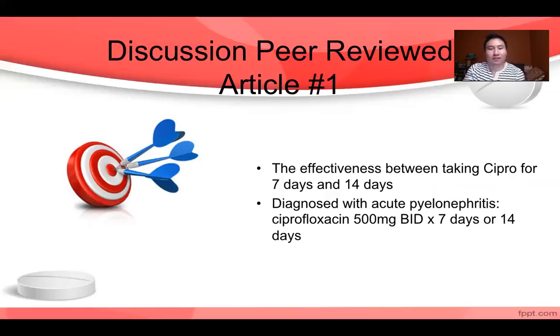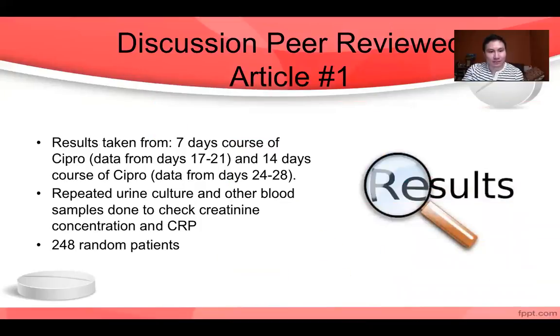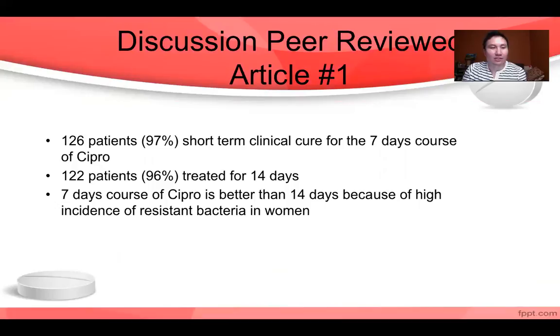These were used for patients diagnosed with acute pyelonephritis, and they gave ciprofloxacin 500 twice a day for 7 days and 14 days. And the results were taken. They took the data for those on the 7-day course from day 17 to 21, and for those on the 14-day course, from day 24 to 28. They repeated urine cultures and had blood tests such as CRP and creatinine concentration. There were 248 random patients. 126 patients had about 97% cured with the 7-day course of Cipro, and 122 patients, 96% treated with 14 days.